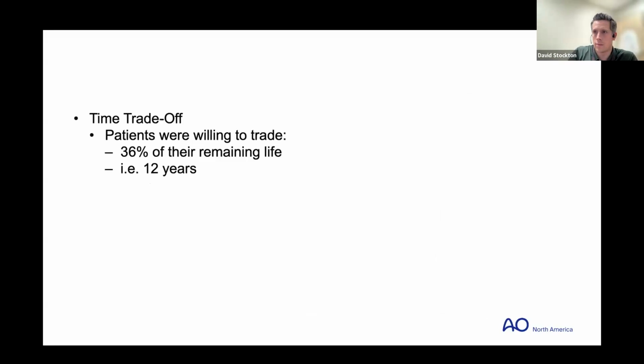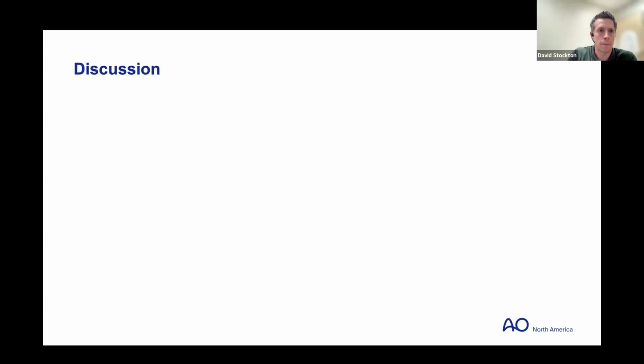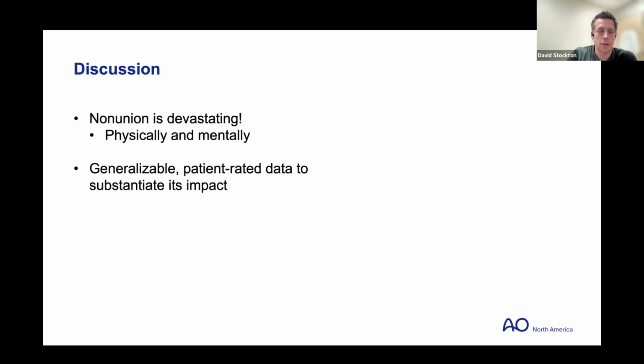Now, one of the other outcomes which I found particularly interesting was that when asked about the time trade-off, patients were willing to trade up to 36%, or on average 36% of their remaining life in order to heal or fix their tibia non-union, which equated to on average 12 years of their life. So tibia non-union is devastating physically and mentally.